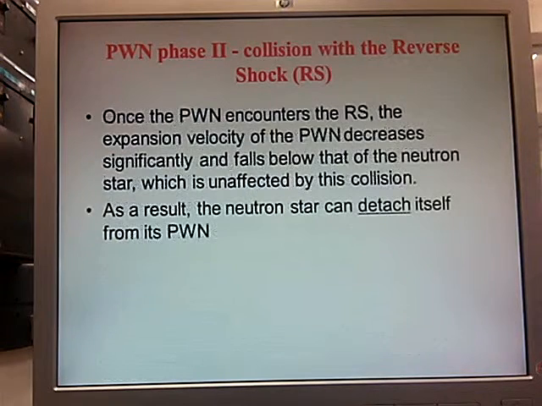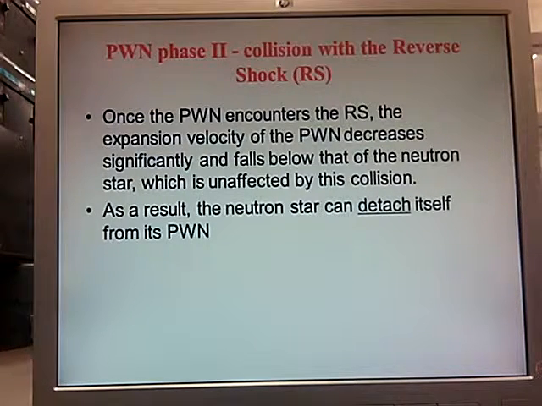So what's that going to do? It means that the expansion velocity overall is going to decrease for the pulsar wind nebula, and now it's sort of going to lag behind what the neutron star is doing. Because the neutron star, right, is sitting at the center of the pulsar wind nebula, it doesn't know that the pulsar wind nebula has encountered the shock and been compressed and all of that.